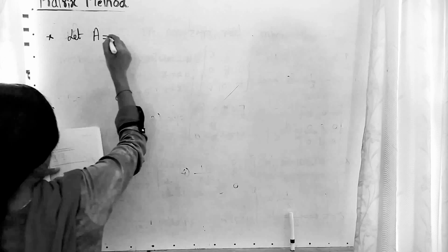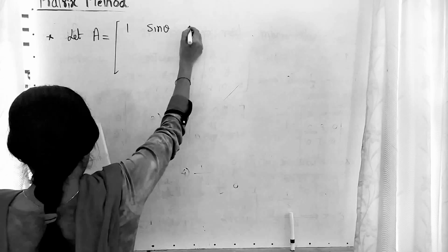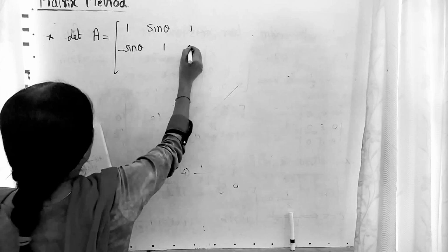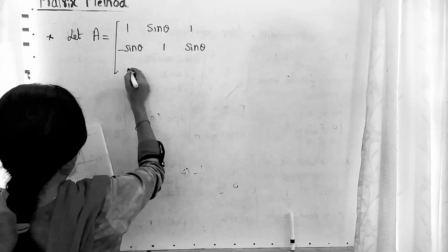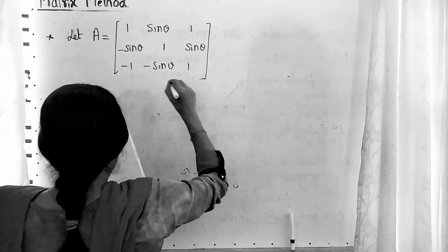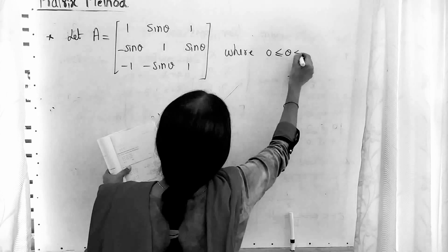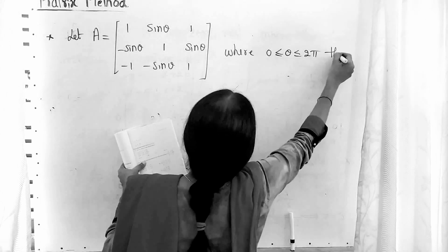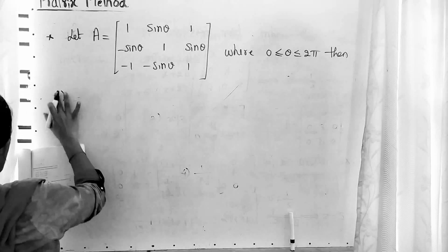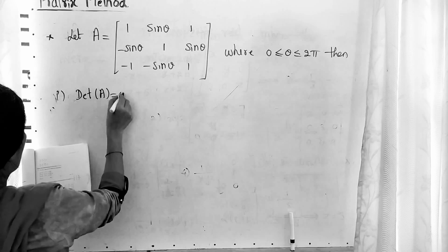Let A be the matrix 1, sin theta, 1; minus sin theta, 1, sin theta; minus 1, minus sin theta, 1, where theta is lying between 0 to 2 pi in the closed interval. Then first one, determinant of A is equal to 0.